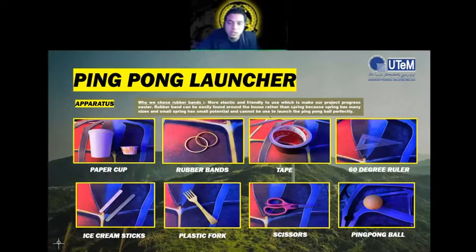Why did we choose rubber bands? Because rubber bands are more elastic and friendly to use, which makes our project progress easier. Rubber bands can be easily found around the house rather than springs, because springs have many sizes and a small spring has small potential and cannot be used to launch the ping pong ball perfectly.